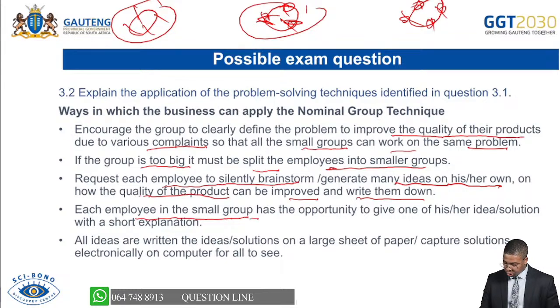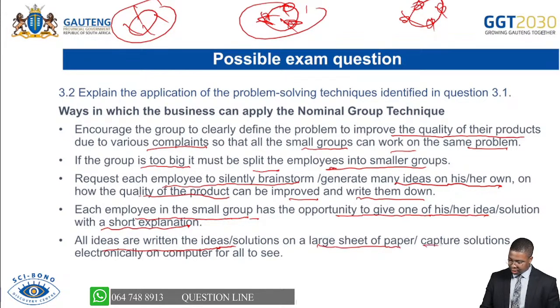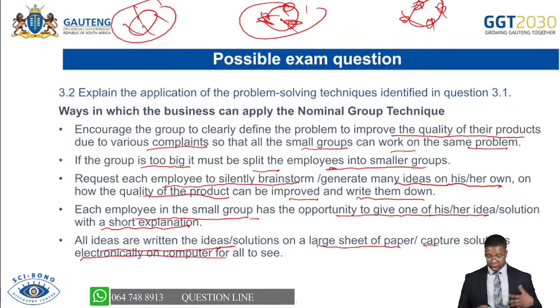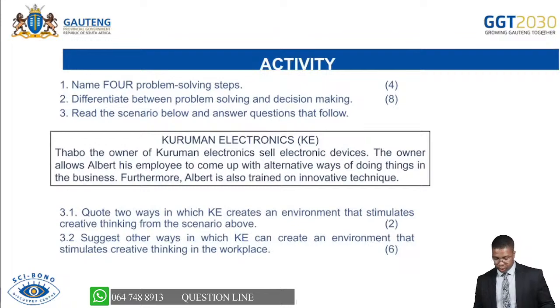All employees in the small group have the opportunity to give one of their ideas or solutions with a short sentence or explanation, and thereafter all ideas are written on the what? All ideas or solutions are written on a large sheet of paper and captured electronically. What is key is that you can write them in any order and you will get your marks. Then the last part is the following activities.